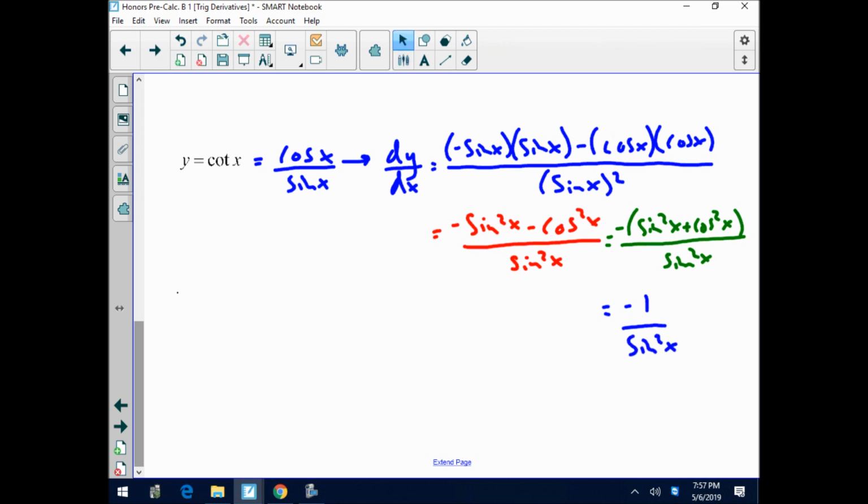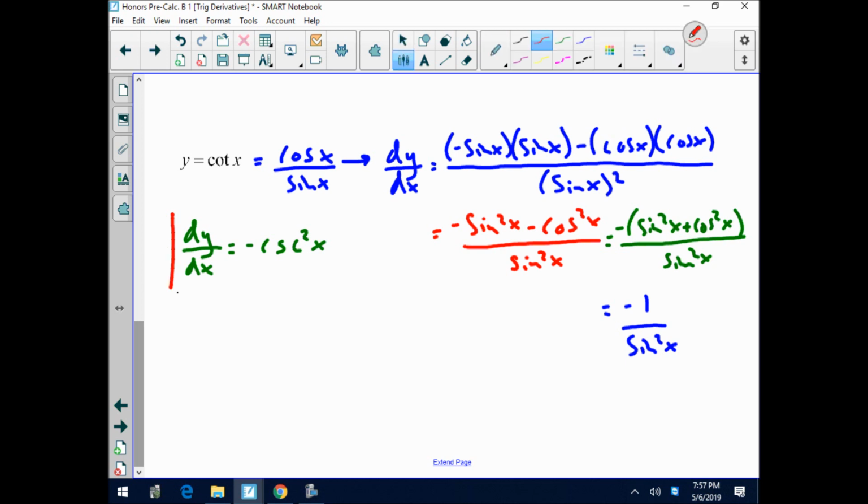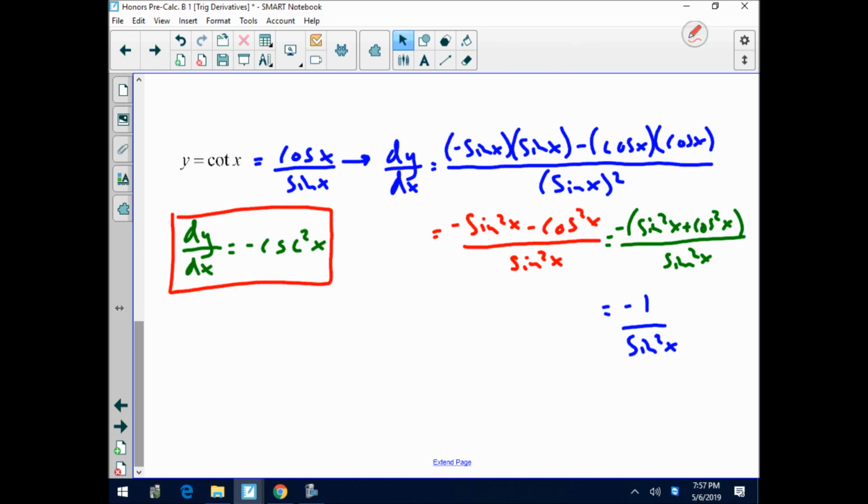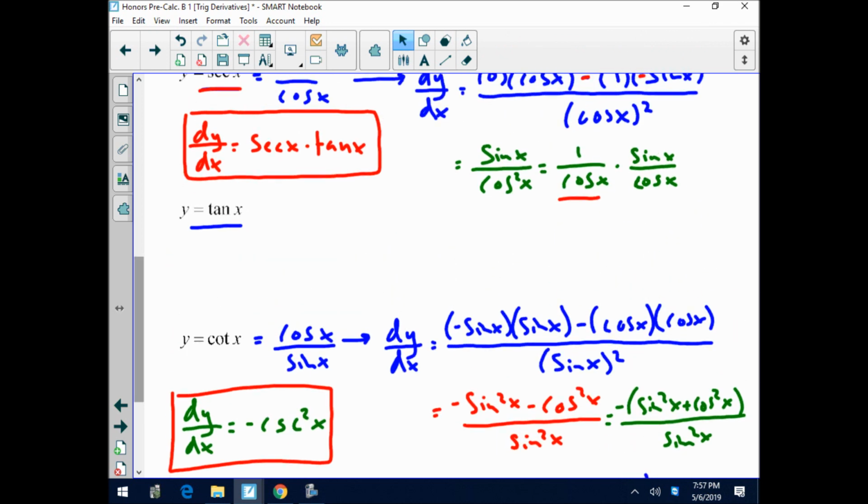Now negative 1 over sine squared x is the derivative of negative cosecant squared x. So there's our derivative for cotan: negative cosecant squared. I'm going to let you go ahead and get the derivative for tan now. Again, a lot like our last two problems, the derivatives for cotan and tan are very similar in terms of the ways that we get them. So why don't you pause the video here and give the derivative of tan a shot, and we'll come back and look at it in a second.